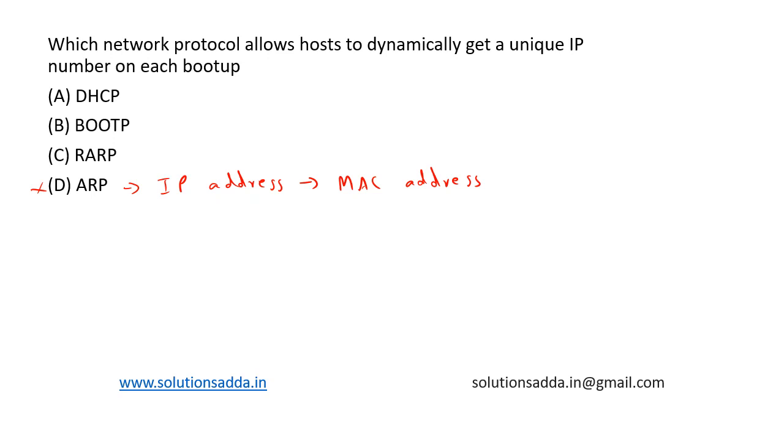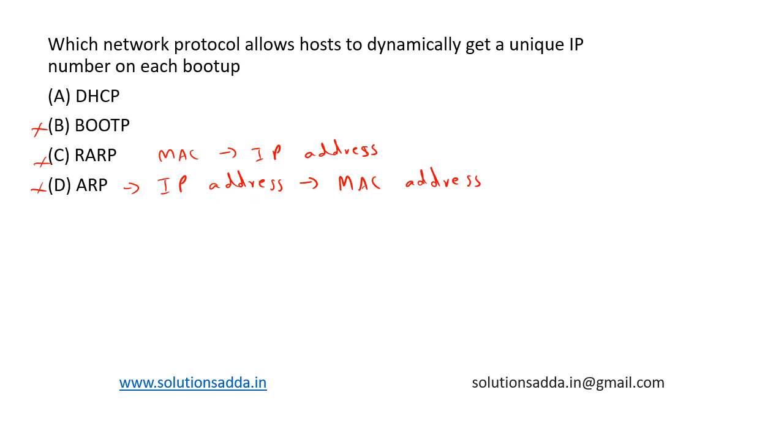Second one is RARP, that is reverse ARP. It converts MAC to IP address. So this is also not the correct answer. The third one is BootP. The main difference between RARP and BootP is that BootP runs on the application layer, whereas RARP runs on the network layer. In BootP, the request for an IP address comes from the application layer instead of the network layer. So BootP is also not the correct answer.